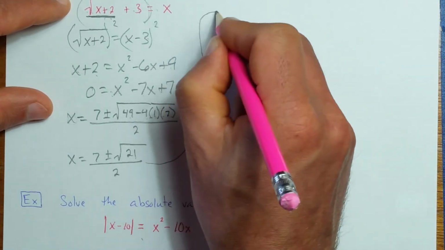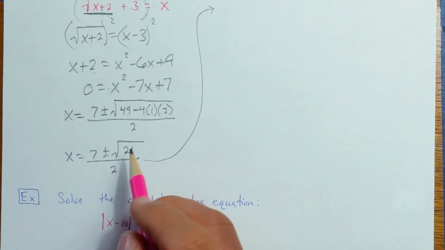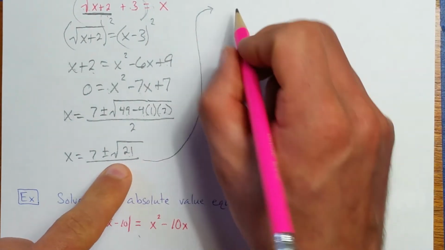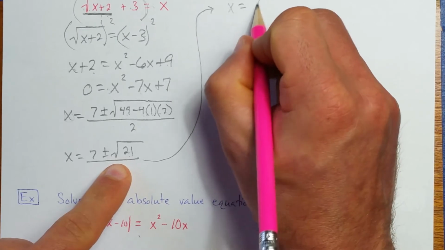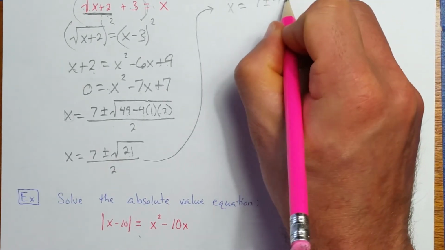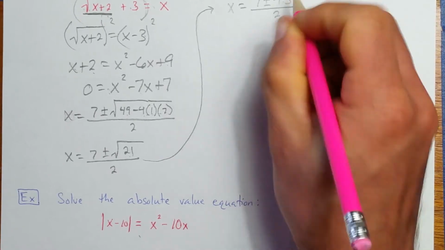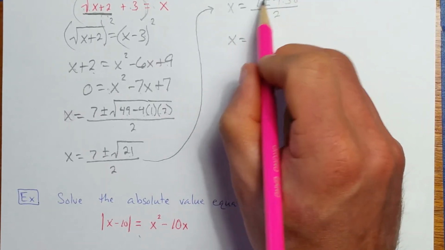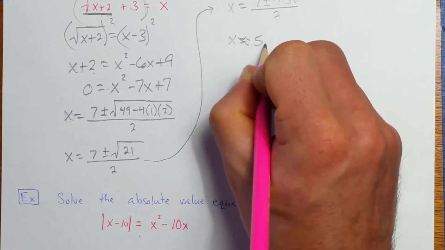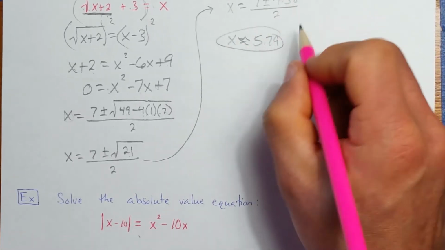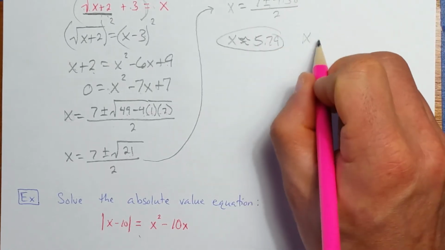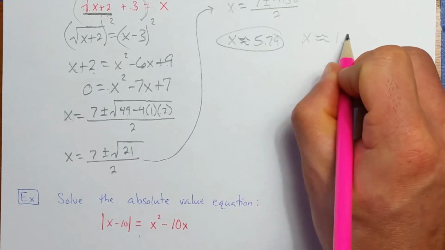All right, now because I have to check my answer, I don't want to leave it as a radical. That's not going to help me out. So I figured out that radical for you already to save us some time. It's going to be 7 plus or minus approximately 4.58 over 2. And so now I'm going to actually figure out the number. 7 plus 4.58 divided by 2 would be approximately 5.79. And then if I say it's 7 minus 4.58 and then divide by 2, that would be approximately 1.21.